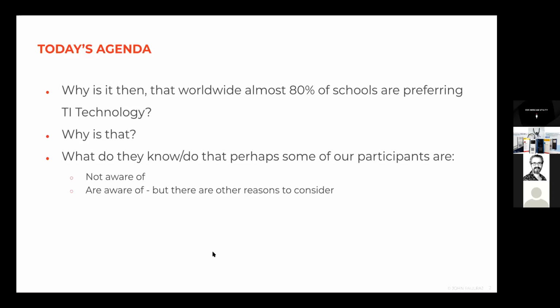So two things. Okay, I'm more interested in that statistic. I'm more interested to say that, okay, you know what? Why is it that some of our participants then, either because they're not aware of certain things or because there are other reasons to consider, and we will look at both cases.